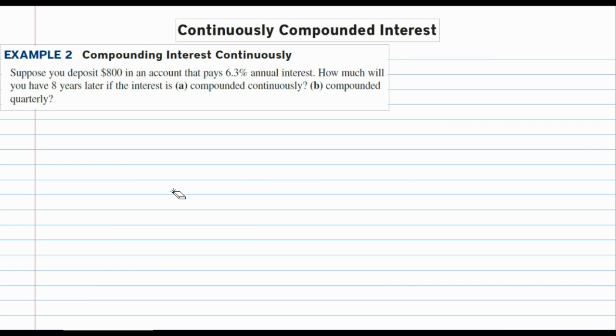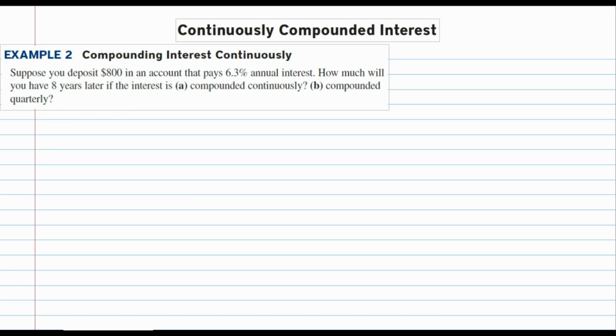Now example 2, I'm not sure how much you remember about pre-calc. This is definitely a pre-calculus review. Suppose you deposit $800 in an account that pays 6.3% annual interest. How much will you have 8 years later if the interest is A, compounded continuously, B, compounded quarterly?